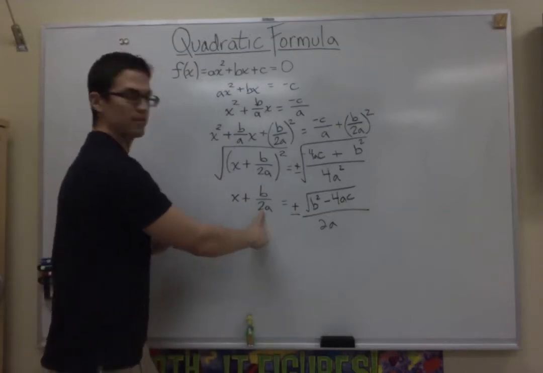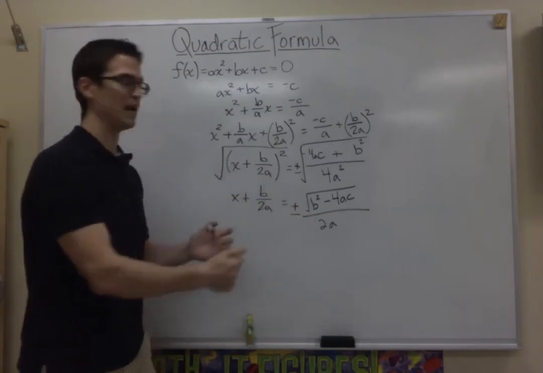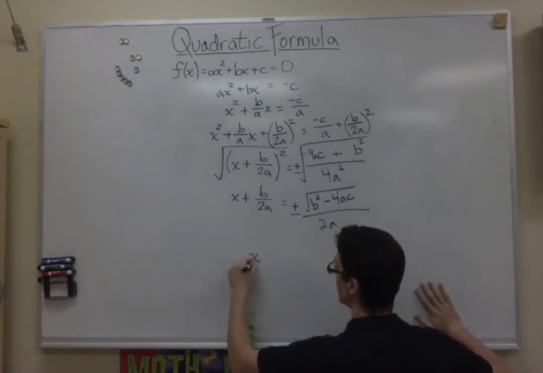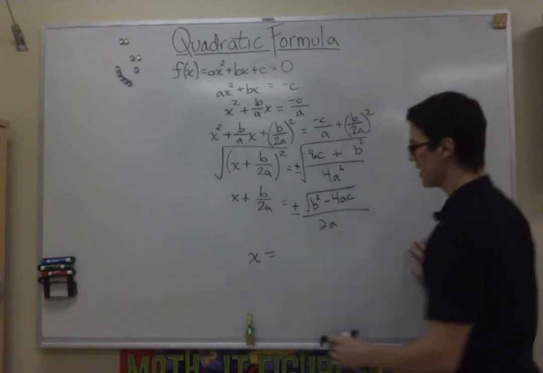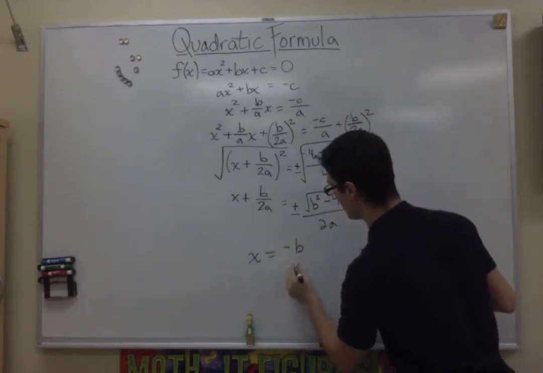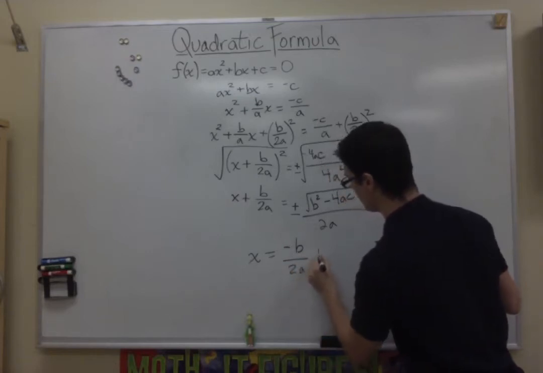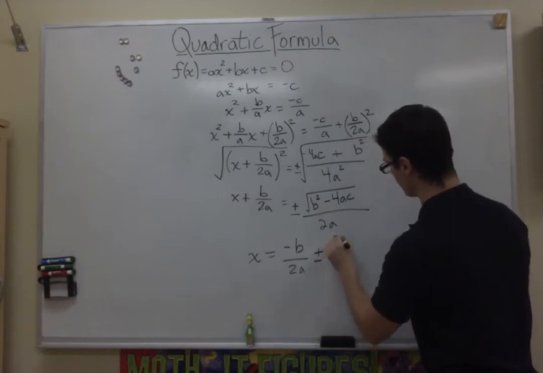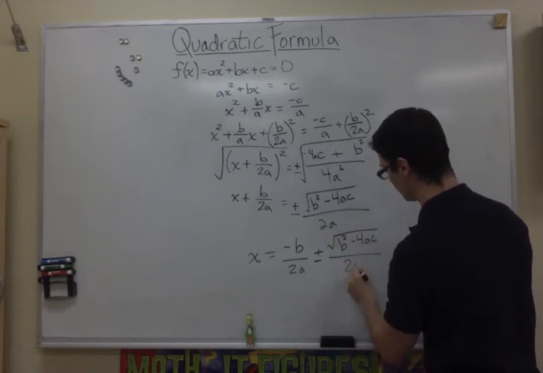To get rid of this b over 2a, you should know you just subtract b over 2a from both sides. So then I got to kind of squat down a little bit here. You end up with x because we subtracted b over 2a from both sides. And then what I'm going to do here is just write negative b over 2a plus or minus the square root of b squared minus 4ac, that whole quantity, all over 2a.